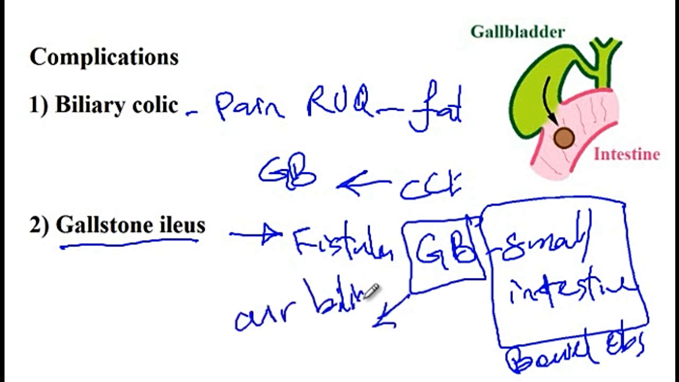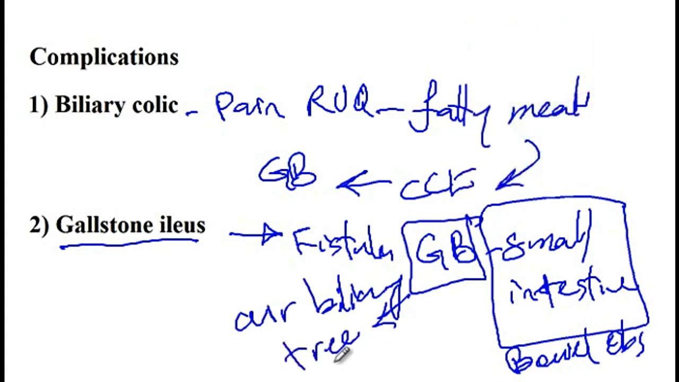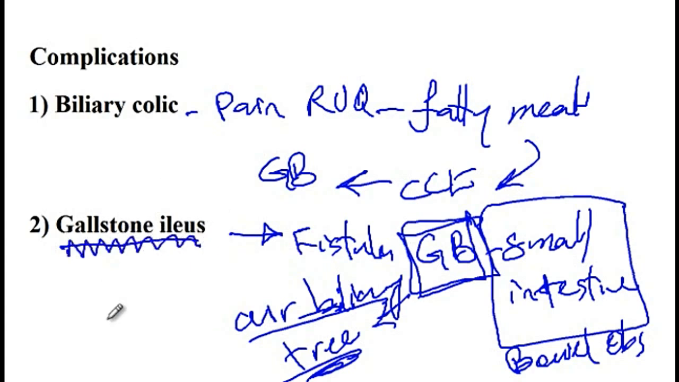the biliary tree. So if you see a patient with abdominal pain and then you find out that there is a bowel obstruction, and then studies show that there is air in the biliary tree, you should know that it's a gallstone ileus for the diagnosis of that patient. And the diagnosis can be confirmed by the ultrasound or a HIDA scan.